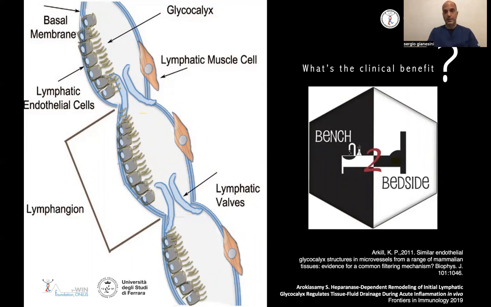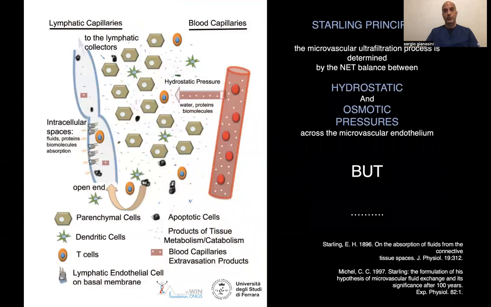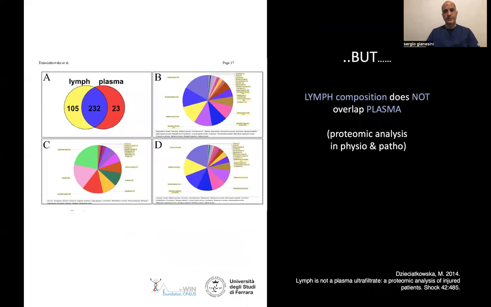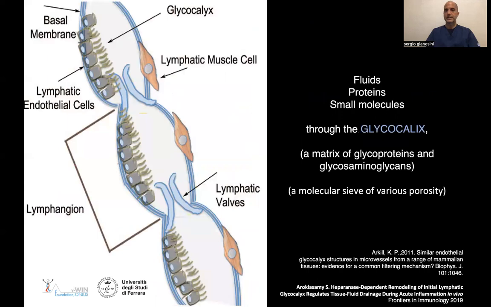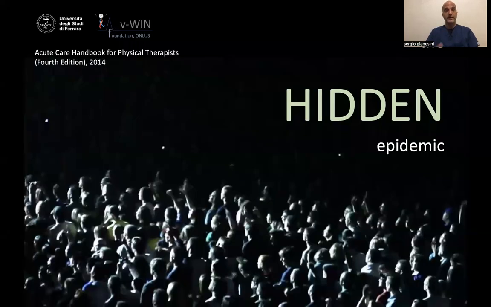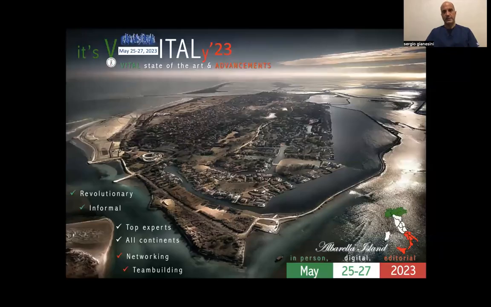And it's a research that is moving from the bedside, say in this case, back to the bench and then back to the bedside, because we are talking about edema formation. For sure, something that is not related just to the Starling principle, as per the teaching we received at the med school, but we know that indeed the lymph is different from the plasma composition, for which a sieve of various porosity, like indeed the Glycocalyx, might be involved in the creation of the edema formation. So in the lymphedema also, that is the hidden epidemic, and the phlebolymphedema that is putting together veins and lymphatics.